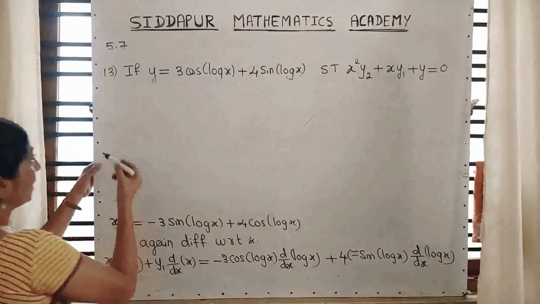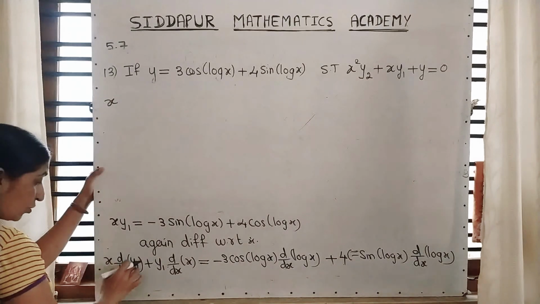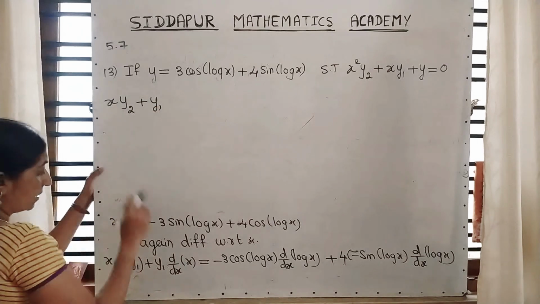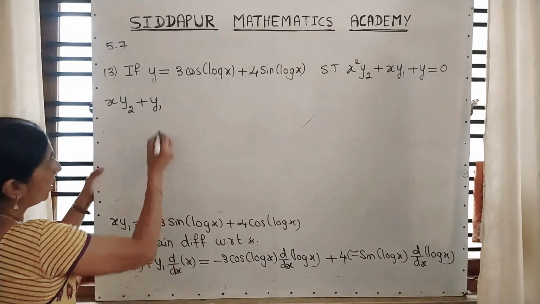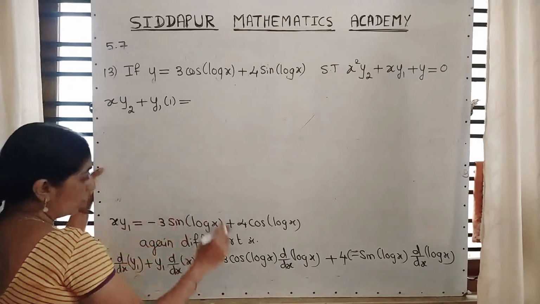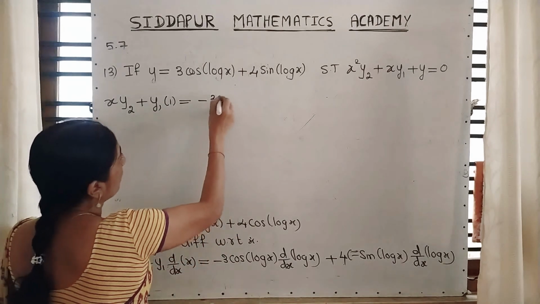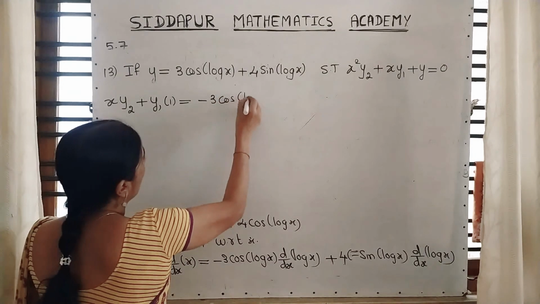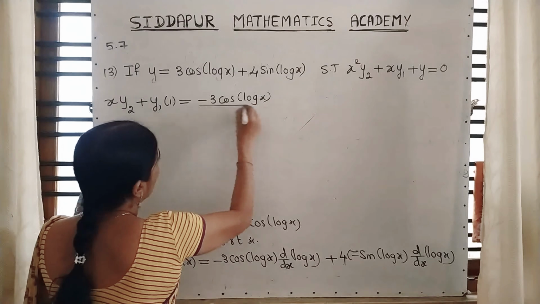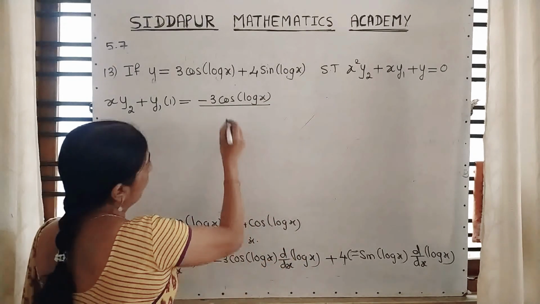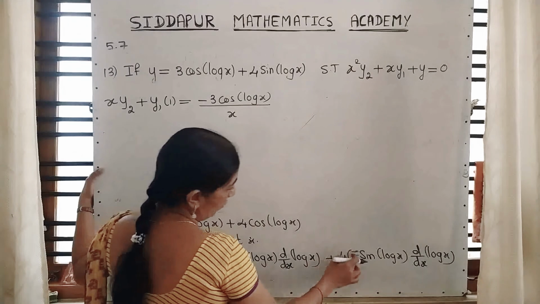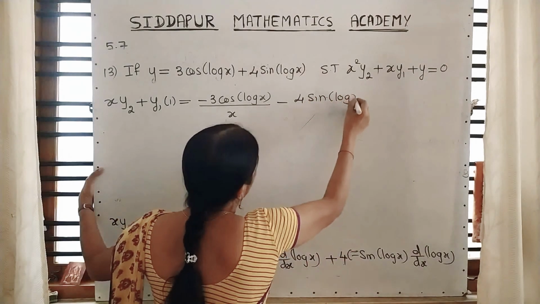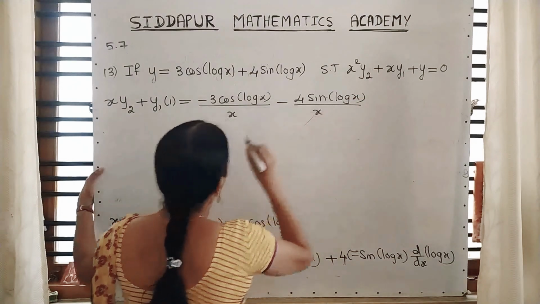See, on the left side, x as it is. Differentiation of y1, first derivative gives you second derivative, plus y1 as it is. Differentiation of x with respect to x is 1, is equal to minus 3 cos log x into differentiation of log x. If you want, you can write it directly. So log x is 1 by x, plus into minus is minus 4 sin log x. Differentiation of log x is 1 by x.